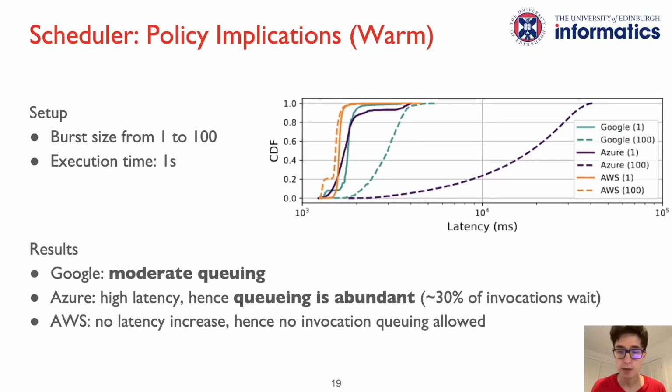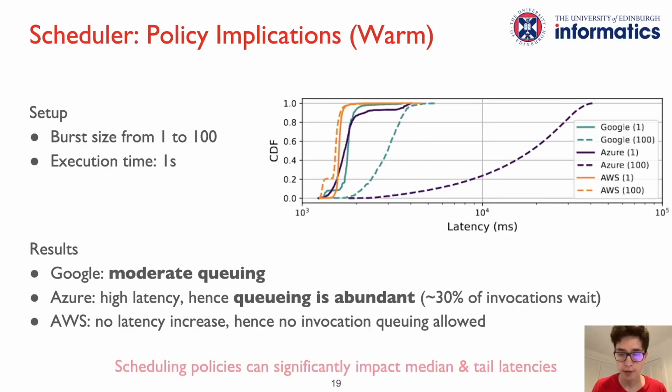From the chart, it becomes clear that all three providers have different policies. AWS has little sensitivity to the burst size, meaning that AWS policy demands spawning a new instance on every invocation in a batch of concurrently arriving invocations. In contrast, Google and Azure show a significant increase in the median and tail latency for the bursty traffic compared to serving individual invocations. Hence, the choice of the scheduling policy and its efficiency is crucial for a serverless system.